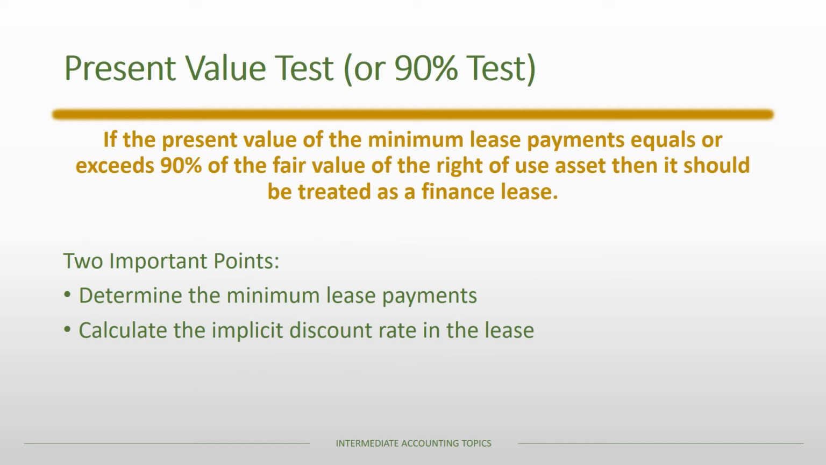The fourth test is the present value test, sometimes known as the 90% test. So if the present value of the minimum lease payments equals or exceeds 90% of the fair value of the right of use asset, then it should be treated as a finance lease. Two important points. First of all, you have to determine the minimum lease payments, and second of all, you need to calculate the implicit discount rate in the lease.